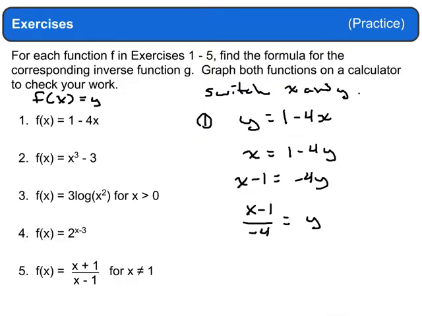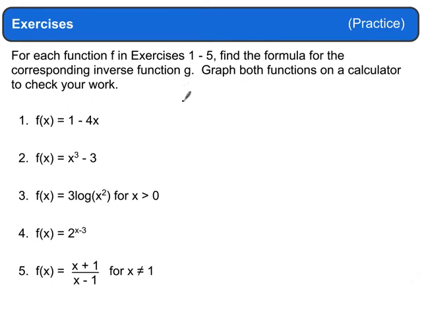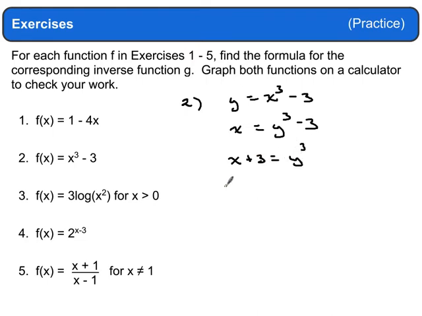So if we did this again for number 2, same idea. We start off with y equals x to the third minus 3. So we're going to take and switch the x's and the y's. So this becomes an x, this becomes a y, and we're going to solve for y. So we'll add 3 to the other side. And to get rid of a cube, we take a cube root. So that would be our inverse function.